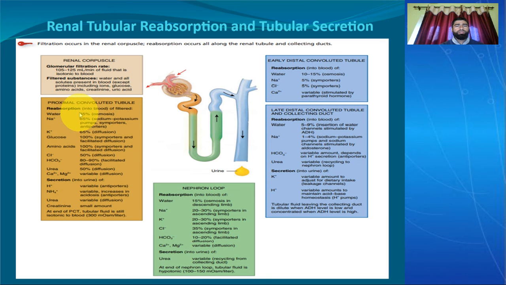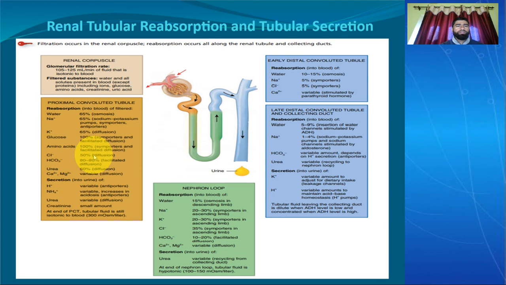It is followed by the proximal convoluted tubule. Maximum absorption of substances happens in this proximal convoluted tubule. Here you can see 65% of water is reabsorbed through osmosis. Sodium ion, 65% through the sodium potassium pumps or symporters and antiporters. Potassium, you can see 65% is reabsorbed here through diffusion. Glucose almost 100%. Amino acids also 100% reabsorbed in this portion.